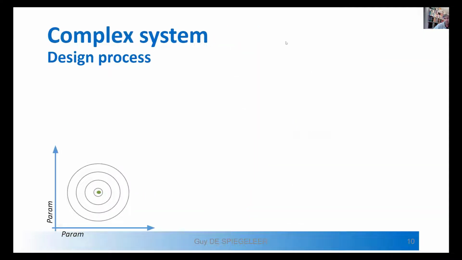Okay, so let's just go to a next step. And now I consider not only one parameter, but two parameters. This is exactly the same graph as before. This time the target is at the center of the graph. And I introduced this iteration process to understand how I can go to this target.